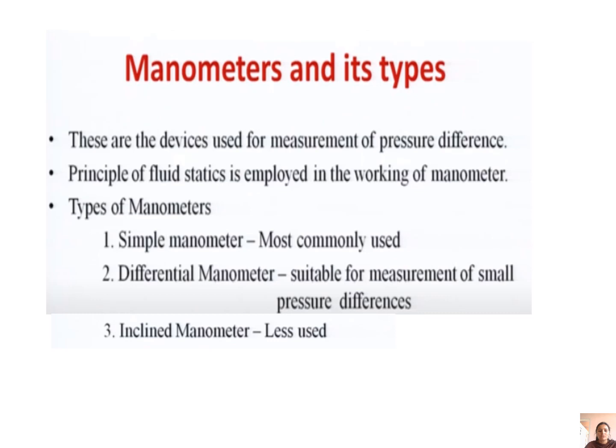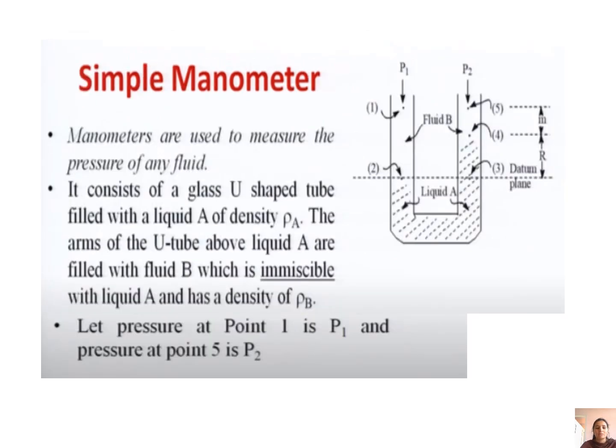Simple manometer is the most commonly used for the measurement of pressure difference, and differential manometer is suitable for the measurement of small pressure differences, and inclined manometer is less used but also used for the measurement of small pressure differences. And one by one we study the different types of manometer. One is the simple manometer.